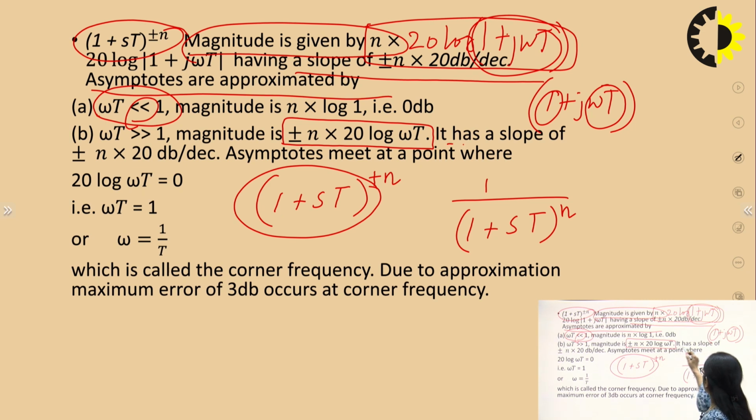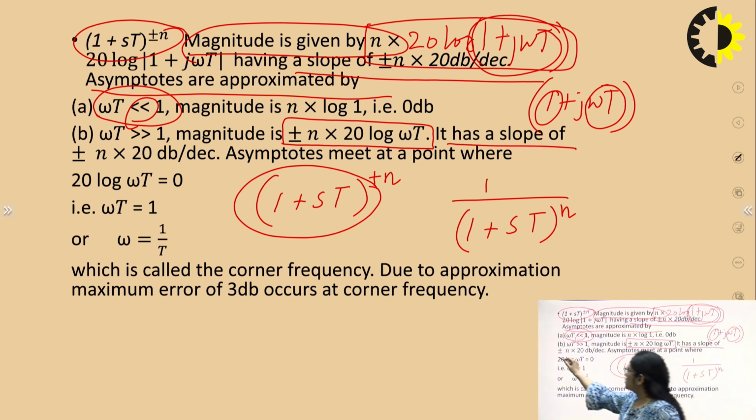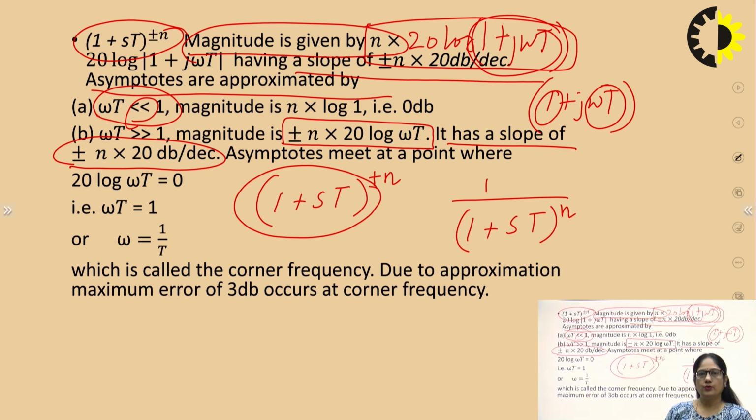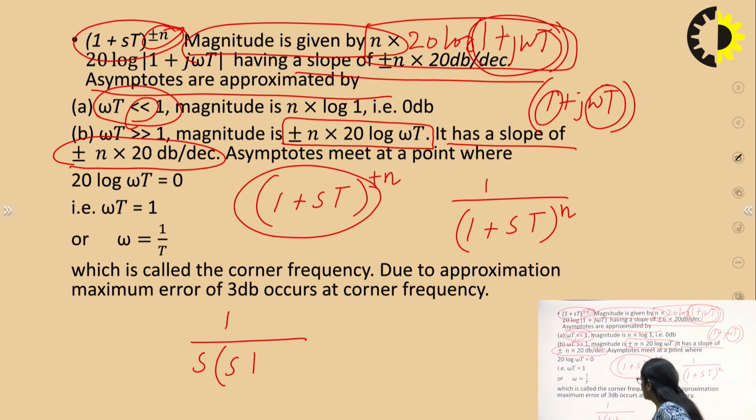So it has a slope. What about the slope? Slope is plus minus n into 20 dB per decade. So n again stands here for this term. So just to understand, what could it be? If you have 1 upon s into (s plus 2) raised to 2, so this n stands for this particular value.